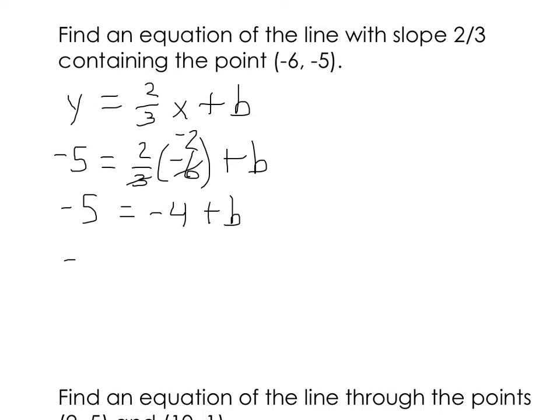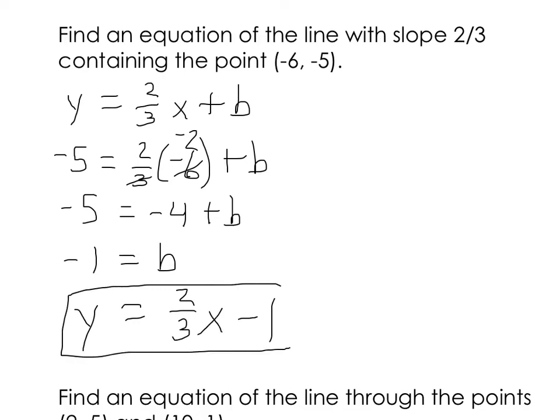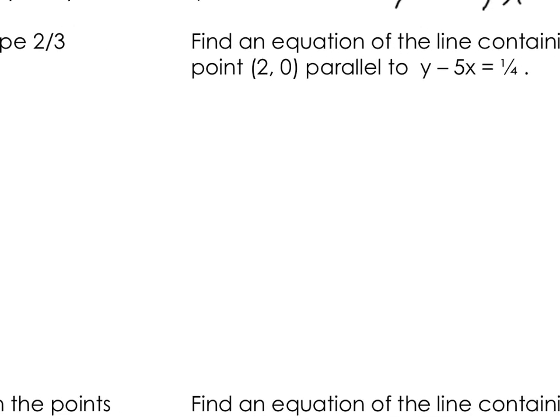So we have -5 equals 3 goes into -6 -2 times, so -4 plus b. Let's add 4 to both sides. -1 equals b. So our equation then must be y equals 2/3 x minus 1. That is our equation of the line.